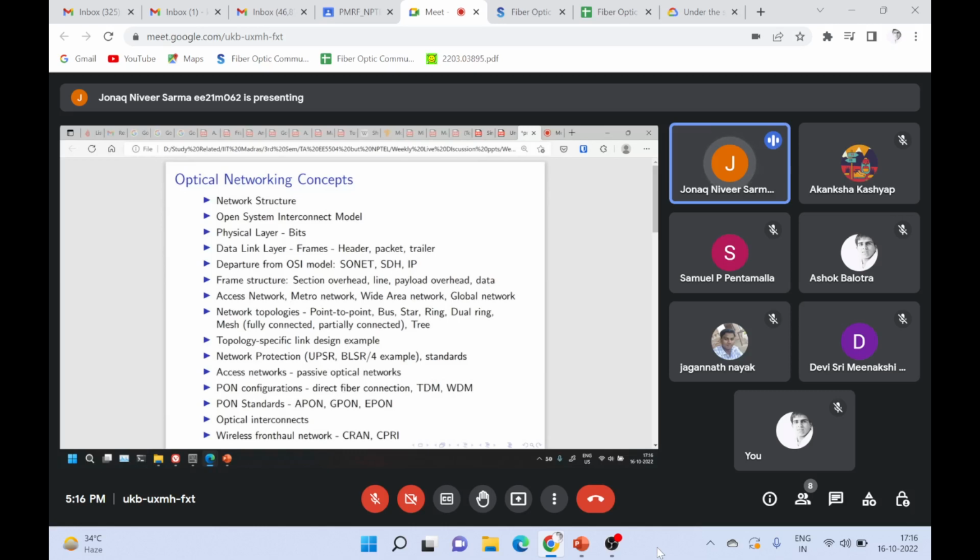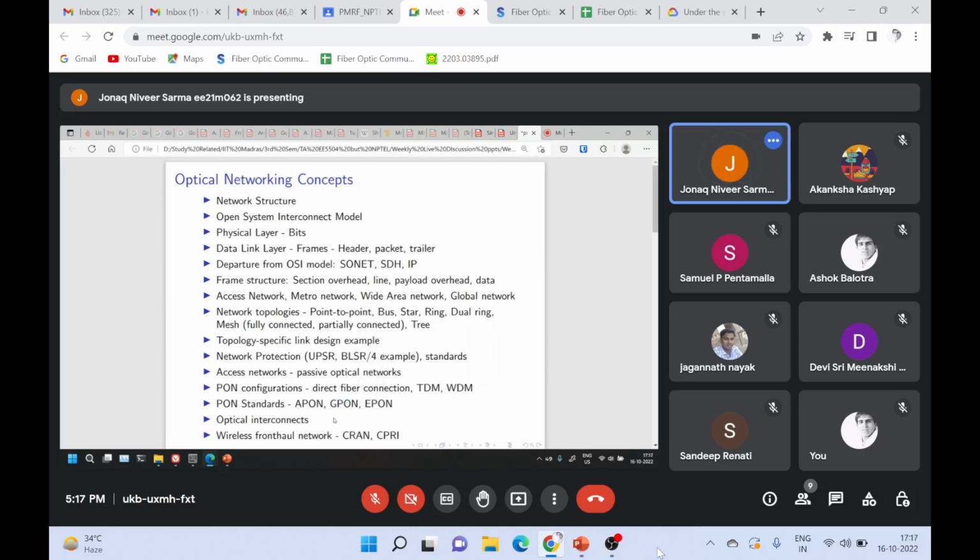So we discussed three configurations of passive optical networks: direct fiber connection, time division multiplexed passive optical network, and wavelength division multiplexed, which is still rare, I think. And then we briefly touched upon the standards for these passive optical networks. GPON is the term you will hear most commonly because this is the most common right now.